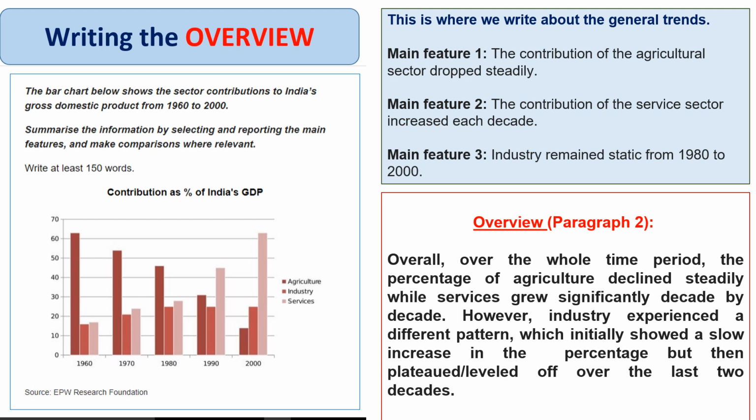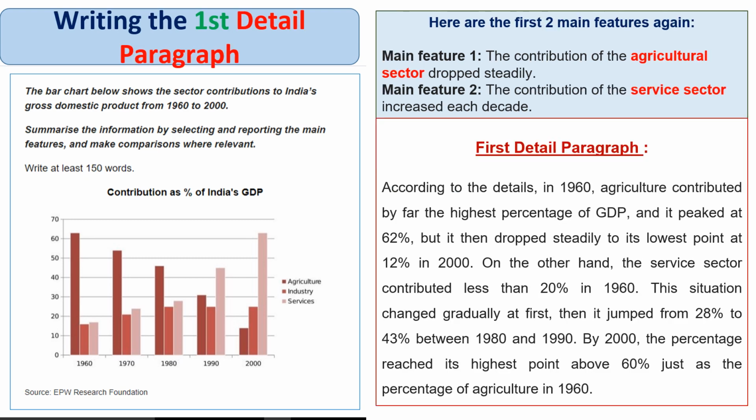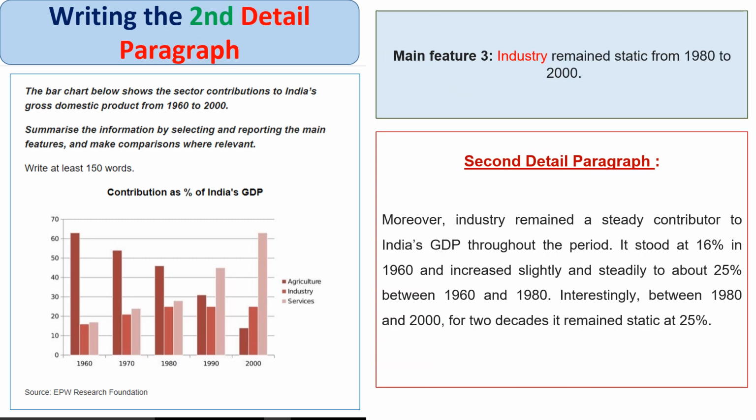You can go back to the line graph video and check it once to understand how you can write the sentences. Then in the first paragraph, you write about agriculture. And in the second paragraph, you can write about service and industry, like how you wrote for the line graph, describing that it increased, decreased. On the other hand, it jumped, fluctuated, reached the highest point, lowest point, stayed the same, remained constant. All this vocabulary you can use and you can describe.